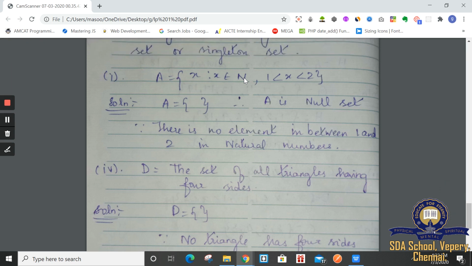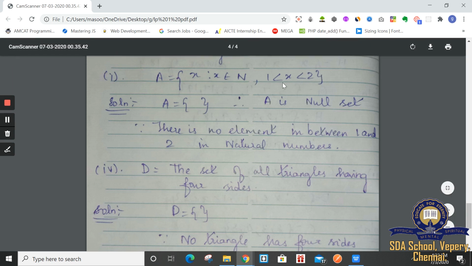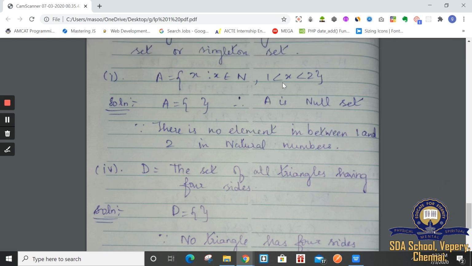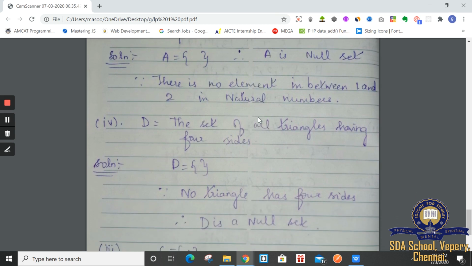So, there cannot be any natural number which lies between 1 and 2. Therefore, A is a null set, since there are no elements between 1 and 2 in natural numbers.